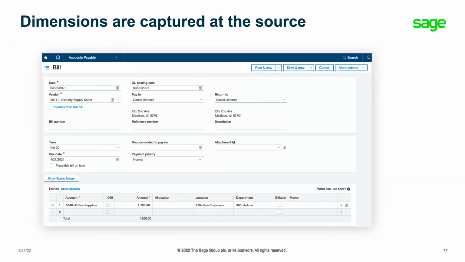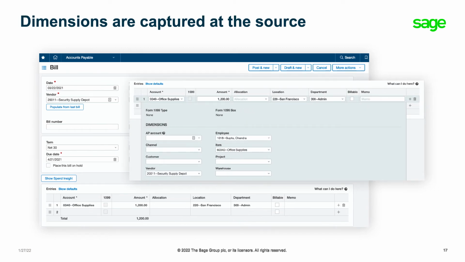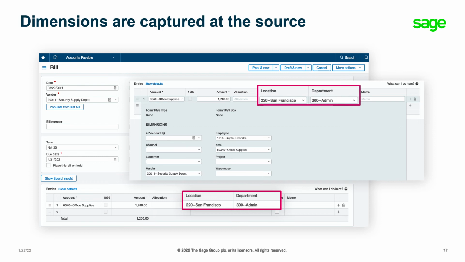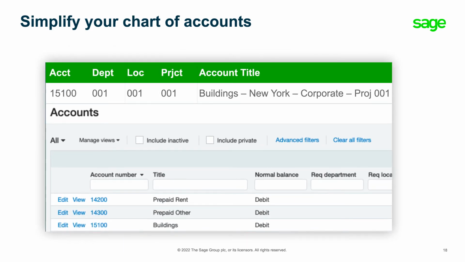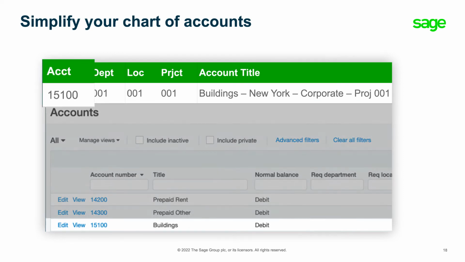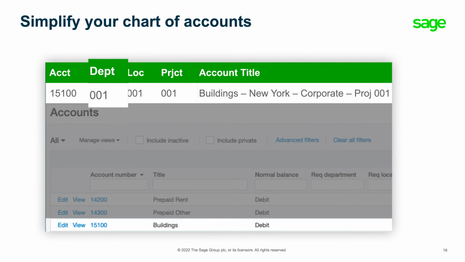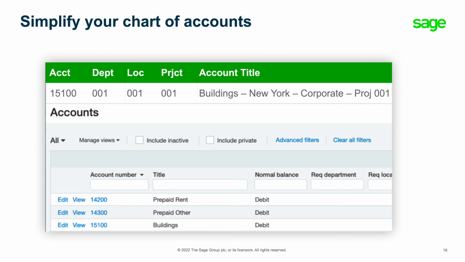Dimensions are captured at the source anytime a transaction is created in your financial system, like this one, so you don't have to go in and tag transactions when you're trying to run a report. It's a bill that has dimensions by location, department, all the way down to item and employee. Instead of needing unique accounts for each combination of codes you want to track and report against, you only need a base account. Then you can use dimensional tags to track the aspects that matter for your business. Here, see the account number, buildings, tracked against the dimensional tags of department, location, and project, all separated. All of this allows you to simplify your chart of accounts.